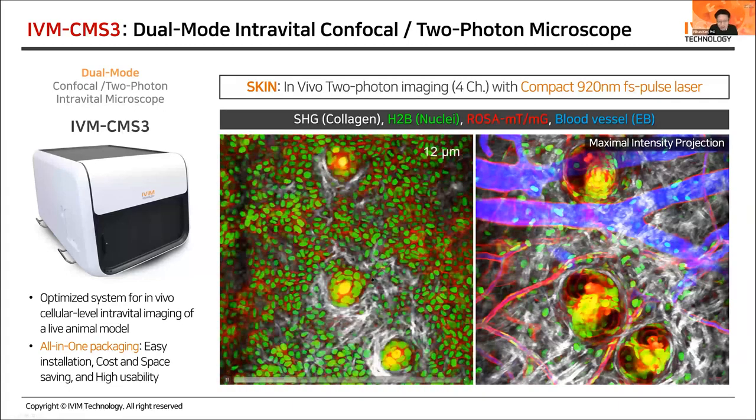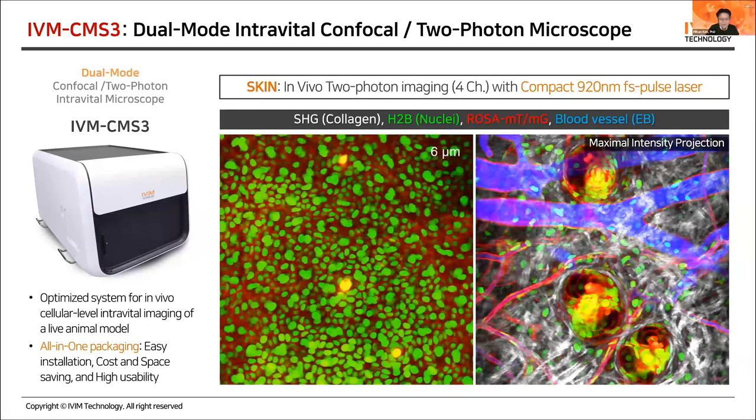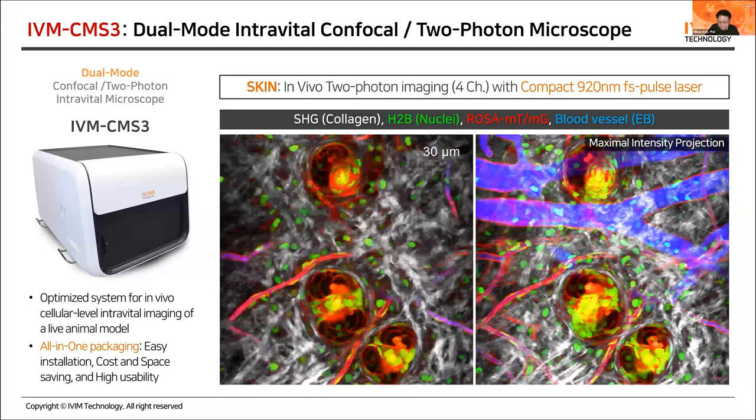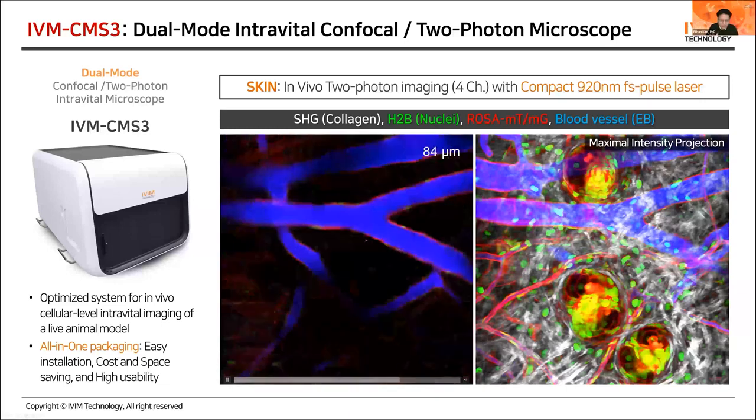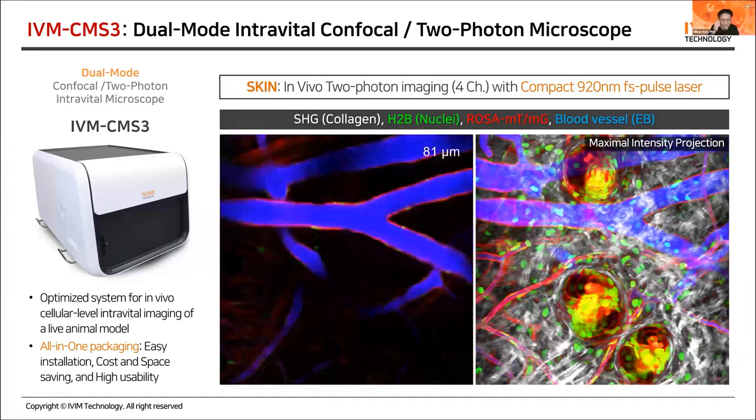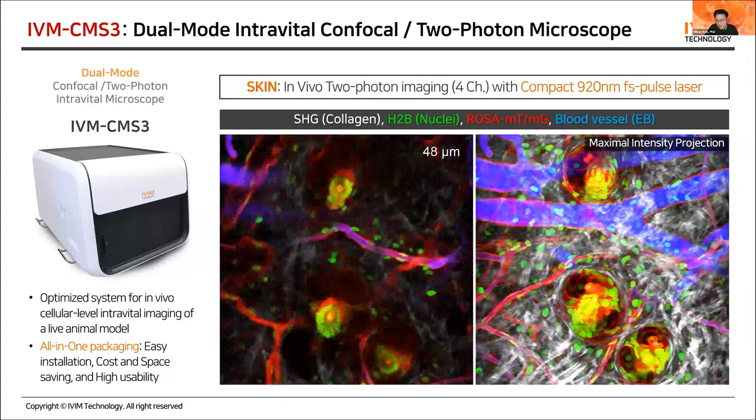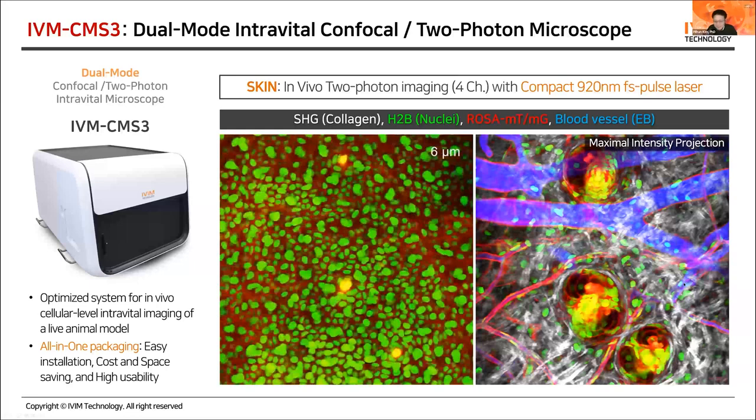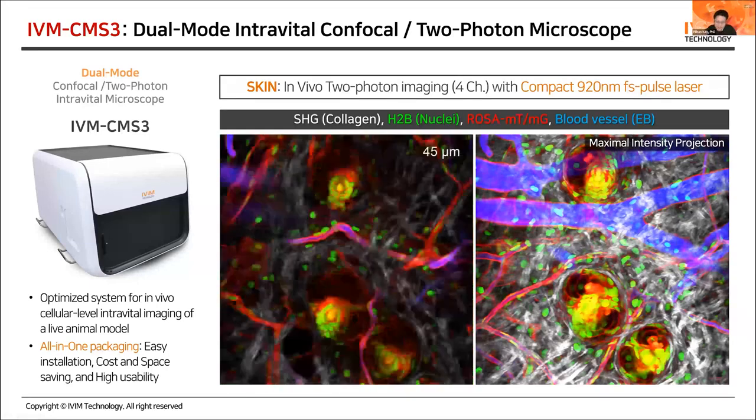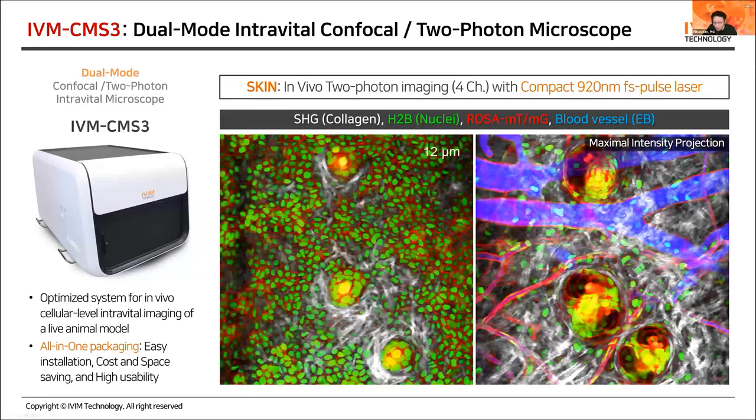And this data was obtained from a live anesthetized mouse model. So this is the skin, and this is the Z-stack data. We change the focus inside the skin of this anesthetized mouse model. On the left-hand side, you can see a representative maximum intensity projection image, so you can see all these 4 colors of data.